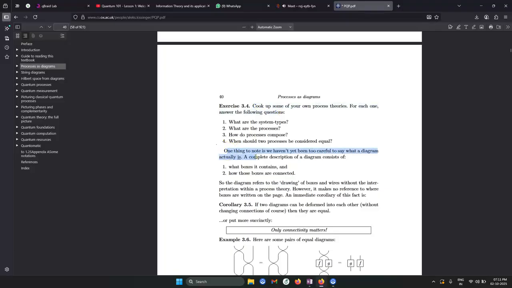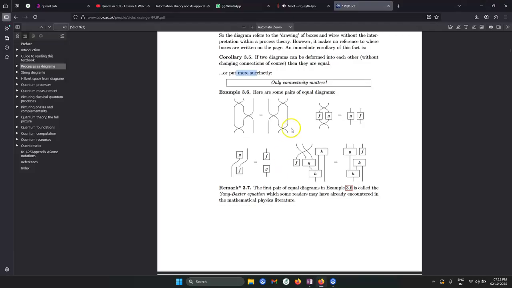One thing to note is that we haven't always been too careful to say what a diagram actually is. A complete description of a diagram consists of the boxes it contains and how those boxes are connected. This is very much inspired from the Unit lemma, or just a manifestation of the Unit lemma. So the diagram refers to the drawing of boxes and wires without the interpretation within a process theory. However, it makes no reference to where boxes are written on a page. An immediate corollary of this fact is, if two diagrams can be deformed into each other without changing connections, then they are equal. Or put more succinctly, only connectivity matters.